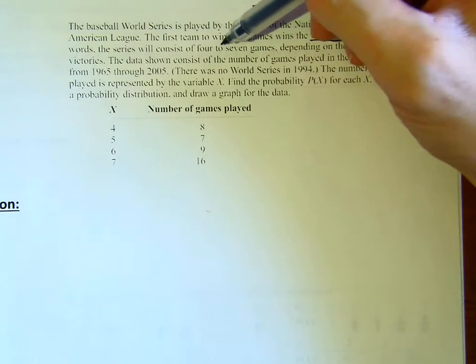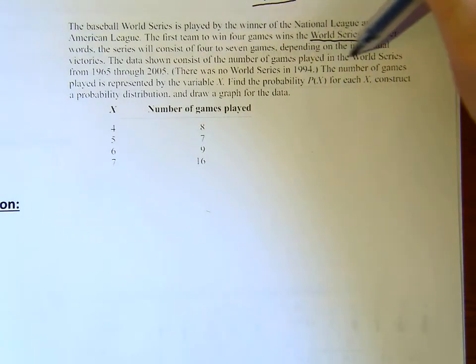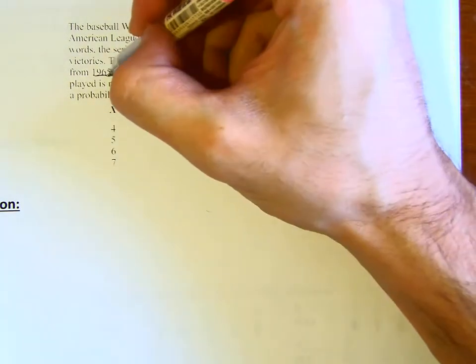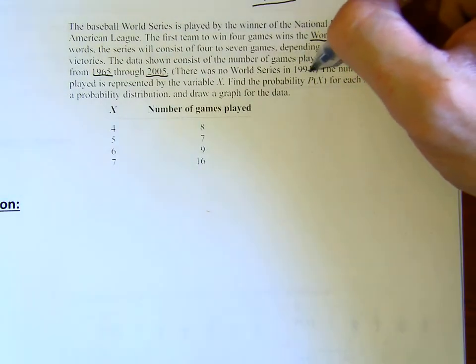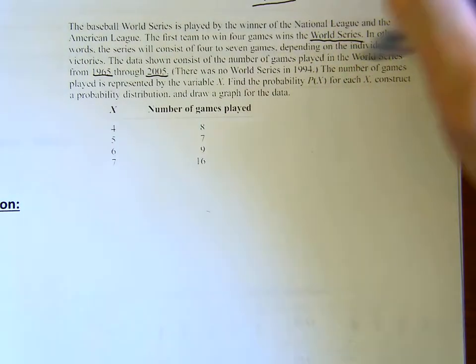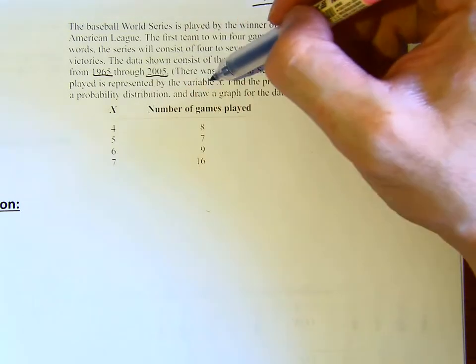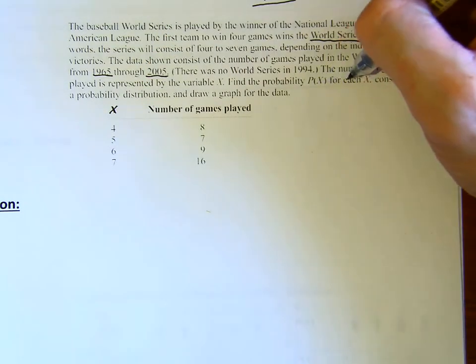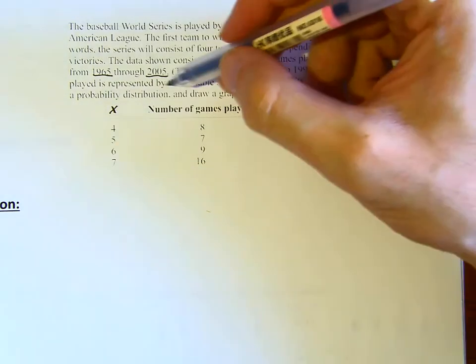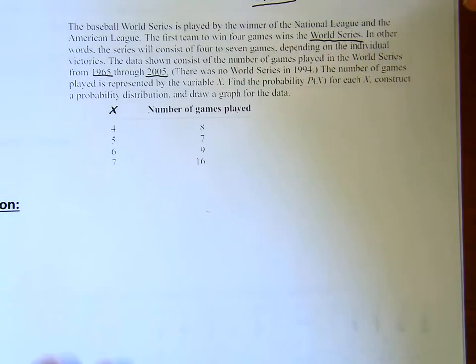The data show consists of the number of games played in the World Series from 1965 to 2005. There was no World Series in 1994. The number of games played is represented by the variable x, and it says find the probability p of x for each, construct a probability distribution, and draw a graph.